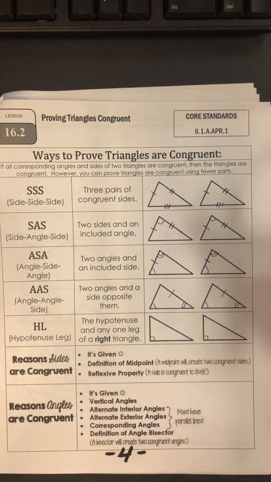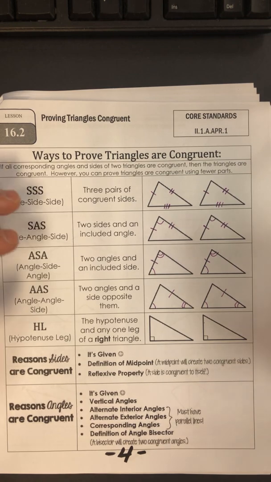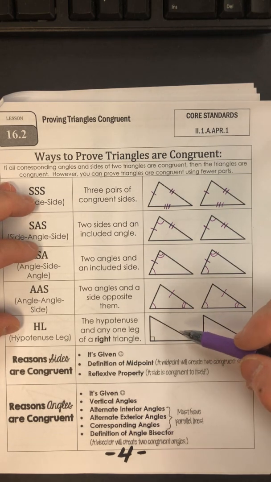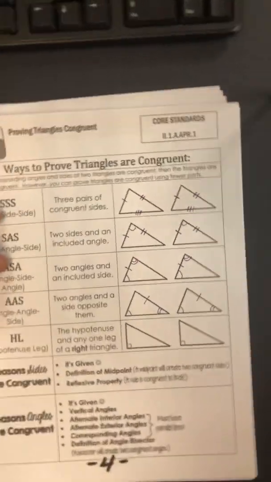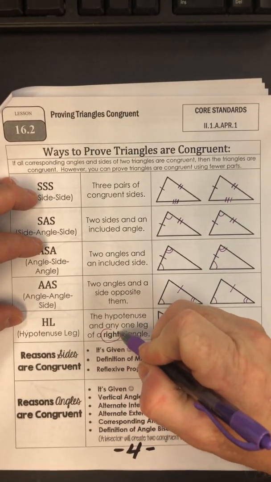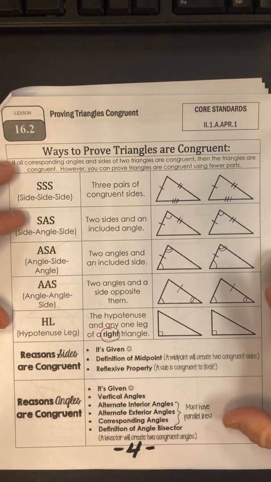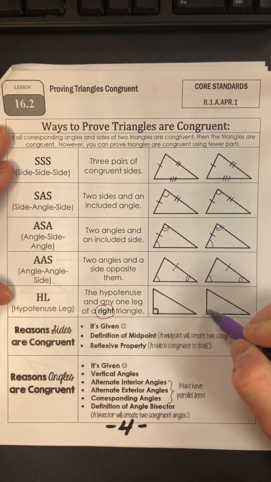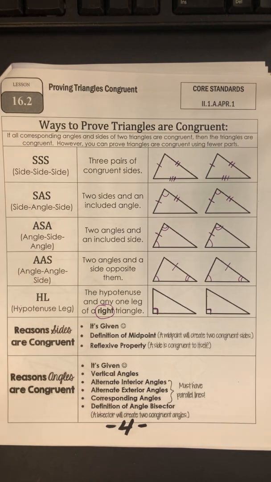Now this last one, there are some very specific reasons that we talk about hypotenuse leg, or specific rules that go along with this one. So number one, it has to be a right triangle, okay? So it has to be a right triangle. So we have the right angle. Okay, so you have to know those two are right triangles.